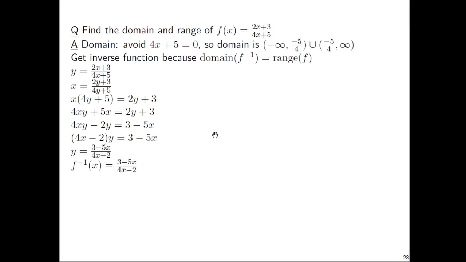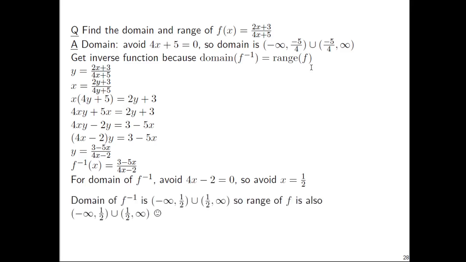So we've found the inverse function, but the reason we found the inverse function was because we need to compute the domain of the inverse function, because that's going to be the range of the original function. So for the domain of f inverse, we need to avoid 4x minus 2 equals 0. We're going to end up avoiding x equals 1/2. That's the only number that causes a problem. So the domain of f inverse is the same as the range of f.